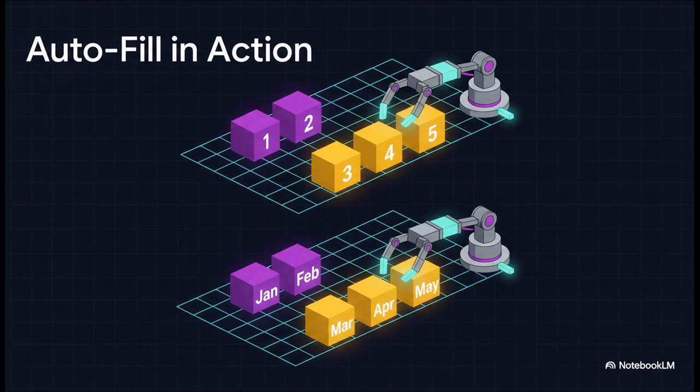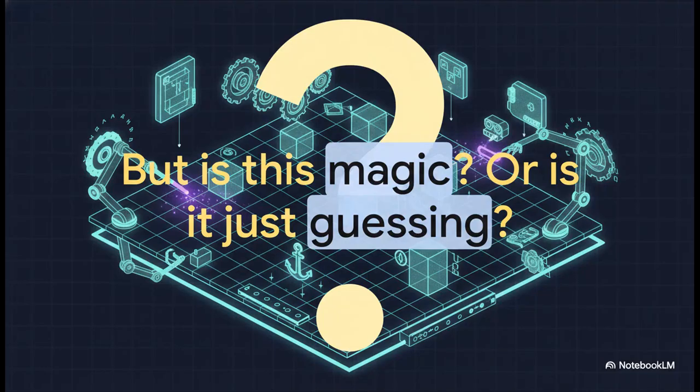I mean, look at this in action. Give it a simple series like 1 and 2, and bam, it knows you want to keep counting. Give it a couple of months, Jan, Feb, and it'll fill in the rest of the year for you. It really does seem like magic, doesn't it? So, how does it do that? Is this just some clever party trick? Is the workbench literally just guessing what you want to do next? Well, the answer is actually way more interesting than that.